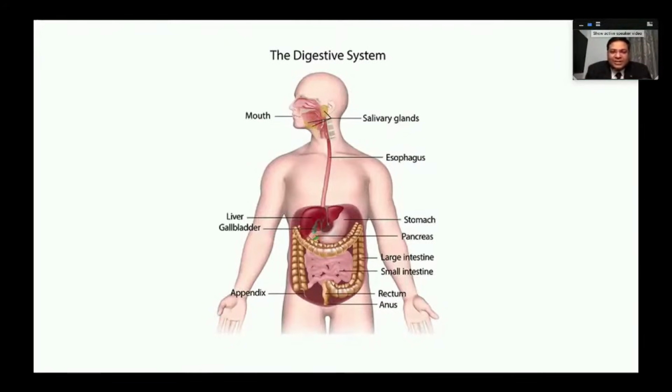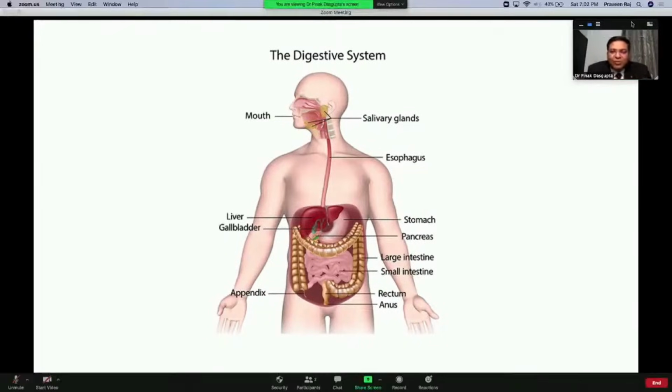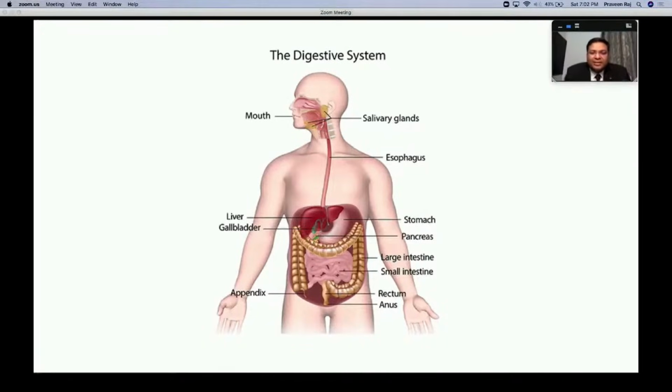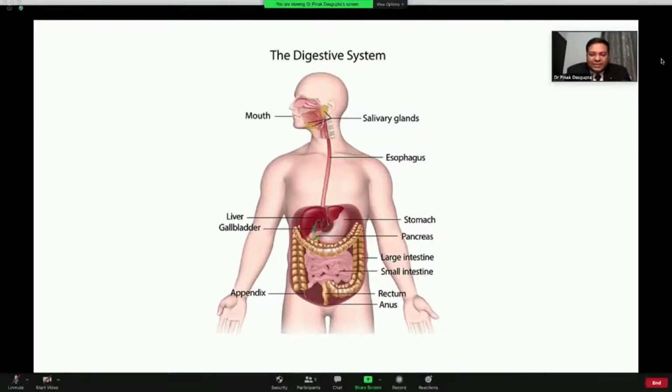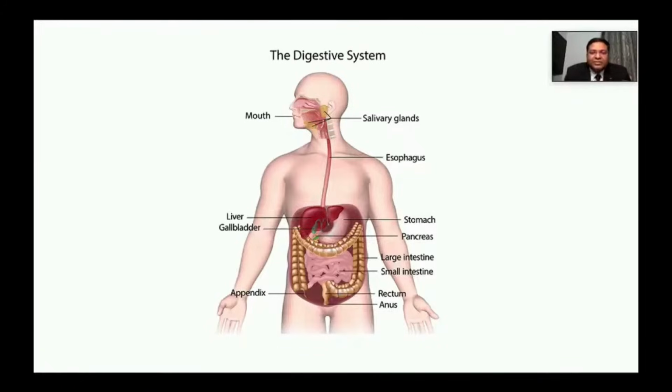The GI tract starts from the mouth, then the food travels through the food pipe called the esophagus, and then goes into the stomach. From there, it is pushed to the small intestine, from where the nutrients are absorbed, and then it goes to the colon, and finally it comes out of the anus.